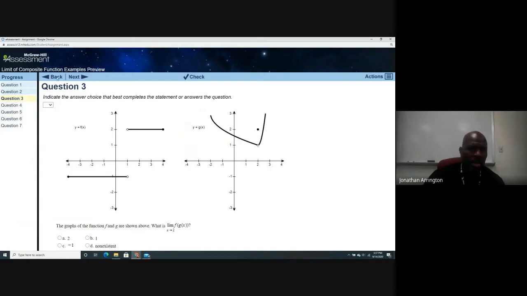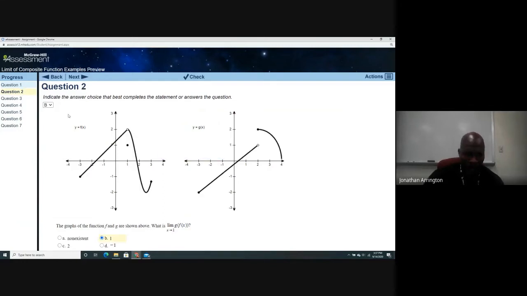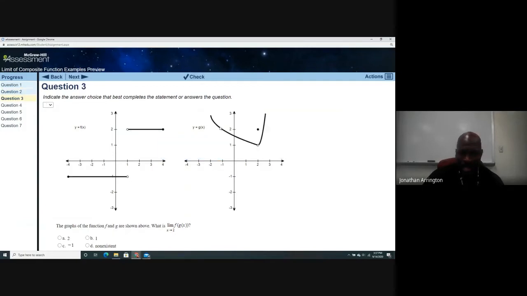Let me just go back to the previous problem just to emphasize. Here, this is what it means to approach from below. You see it's coming from below this value that the limit is. As we approach from the left and the right, it's coming from below this value. Here, it's coming from the top or above this value where the limit is. In this case, the limit was 1. It's coming from above.